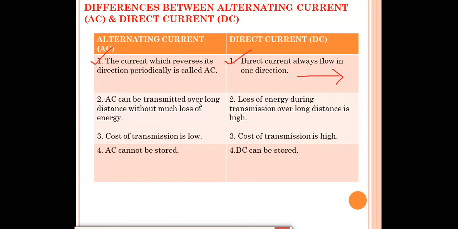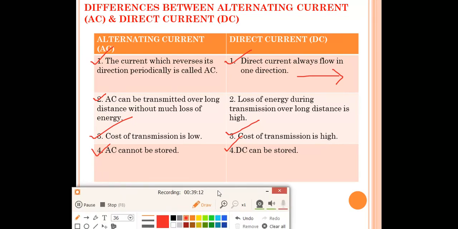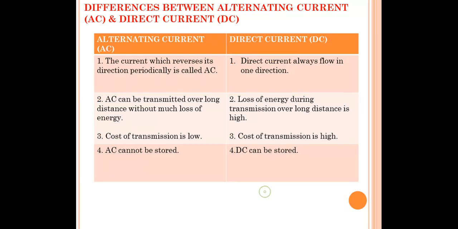AC can be transmitted over a long distance without much loss of energy. But if we use direct current, the loss of energy during transmission over a long distance is high. Cost of transmission is low for AC, and cost of transmission is high in the case of direct current. AC cannot be stored, but DC can be stored in the form of batteries.